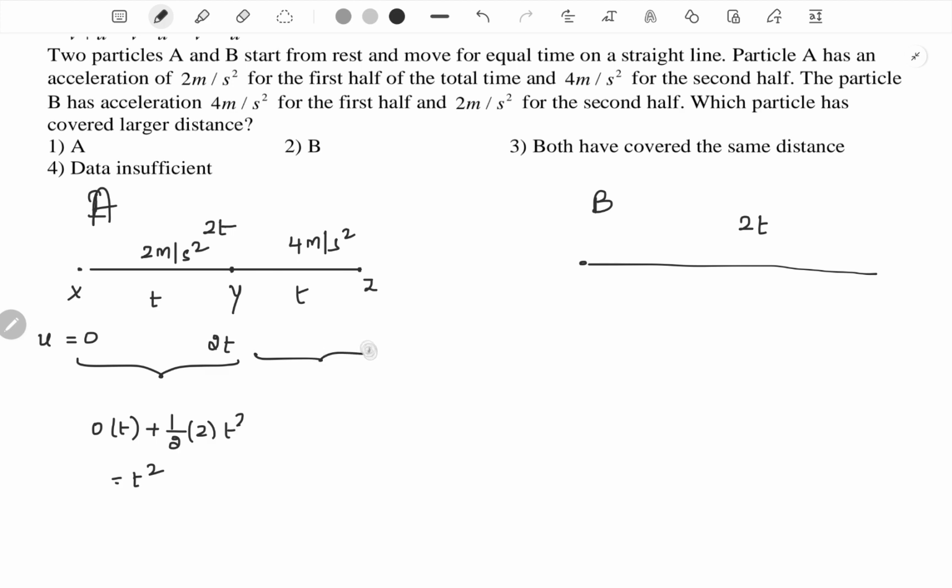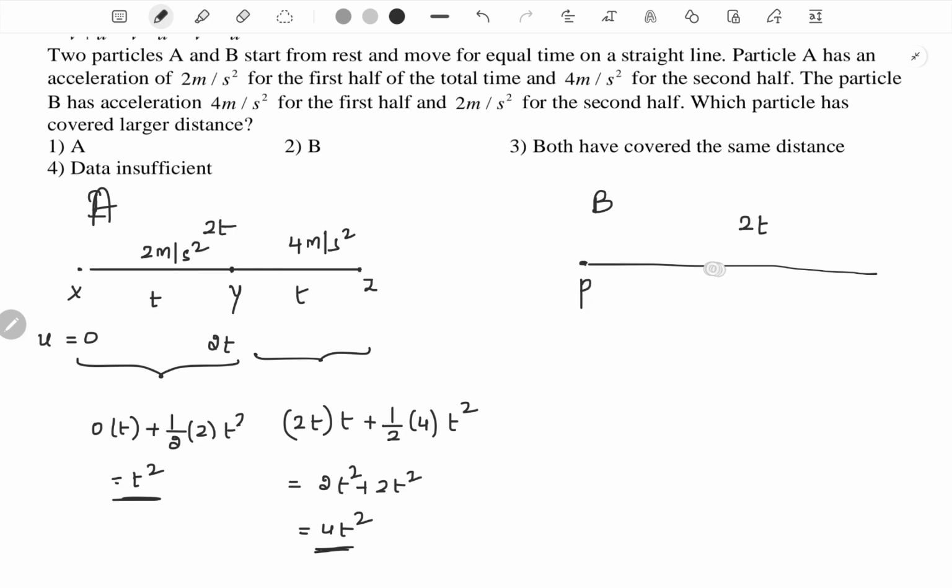Now let's calculate displacement in the next t amount of time. For this interval of time t, or the motion from y to z, initial velocity would be 2t: ut plus half into acceleration into 4 into t square. So which would be 2t square plus 2t square, which is 4t square. As you can see, the total distance travelled by the first body is 5t square. Now let's focus on the second body.